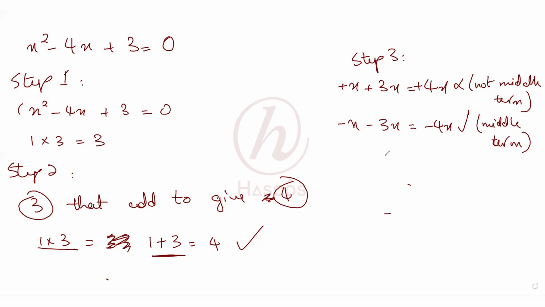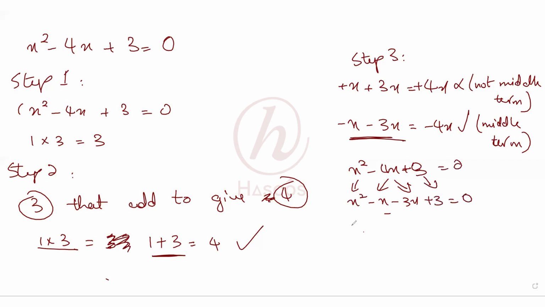So we're going to break down our middle term this way in minus x and minus 3x form. Let's do that. Our original equation is x square minus 4x plus 3. Minus 4x gets broken down into minus x and minus 3x. x square gets copied as it is, plus 3 gets copied as it is, equals 0.